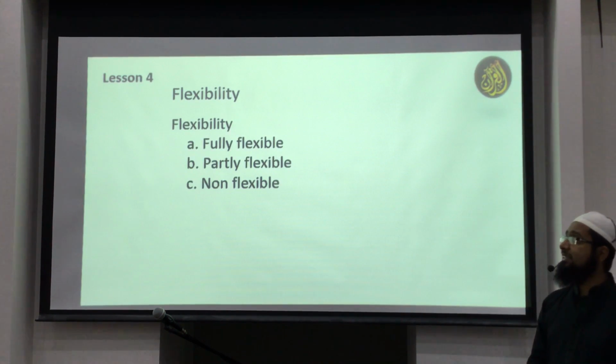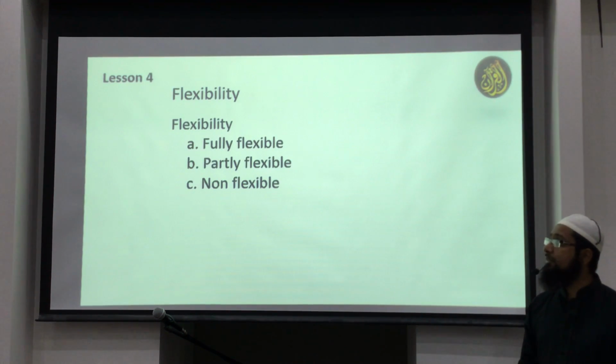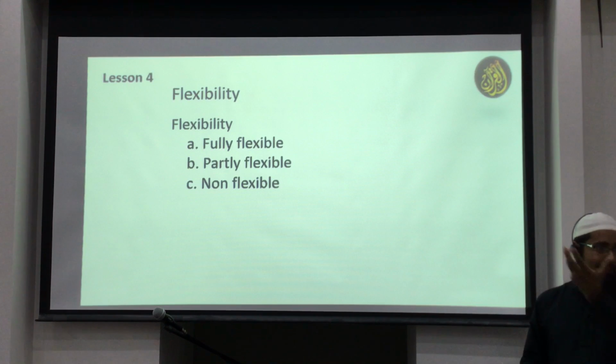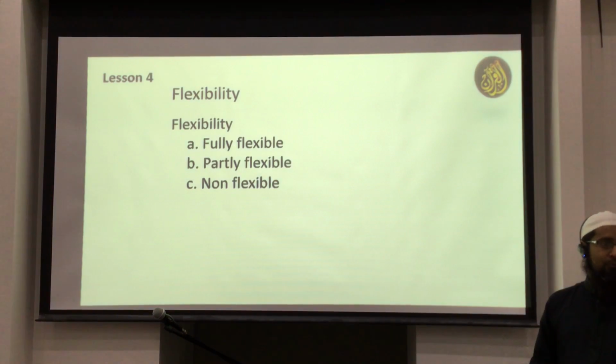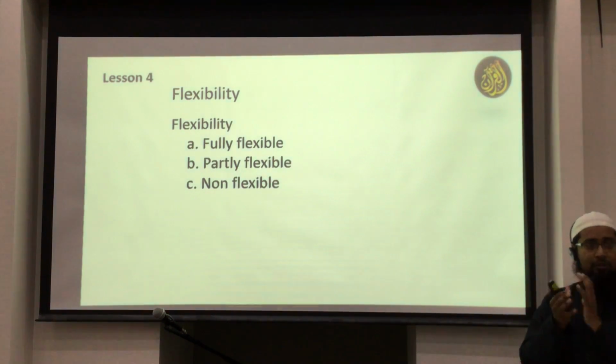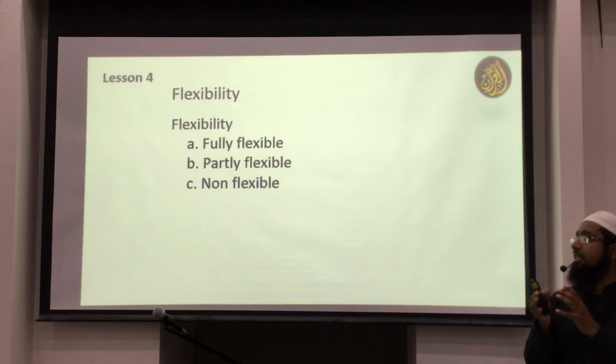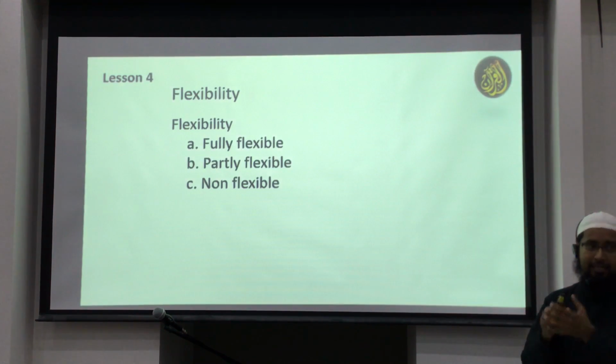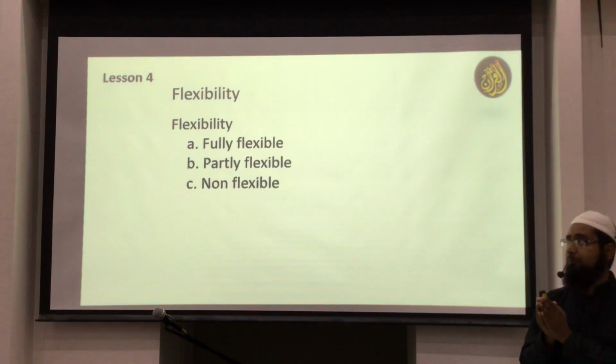Then we talked about flexibility in lesson 4. Flexibility means that some of the words, like the word Muslim, change. As you can see, Muslimun becomes Musliman and Muslimin becomes Muslimani. So all is changing. When a fully Arabic word changes, it's a fully flexible word. Sometimes the word doesn't change all the time, and those are partly flexible. And we talked about which words are partly flexible.